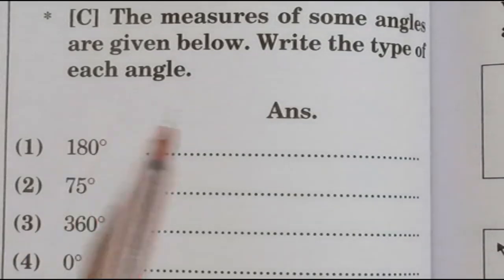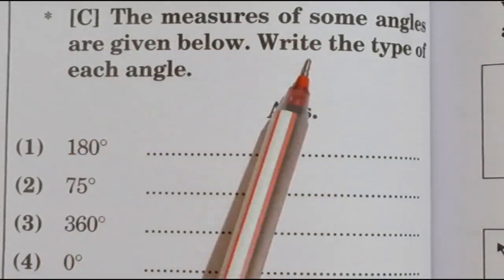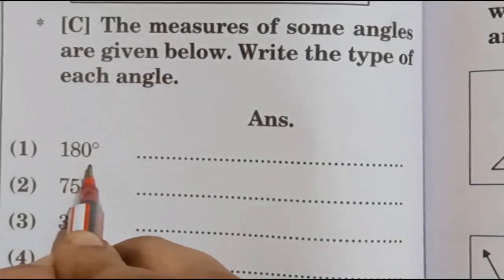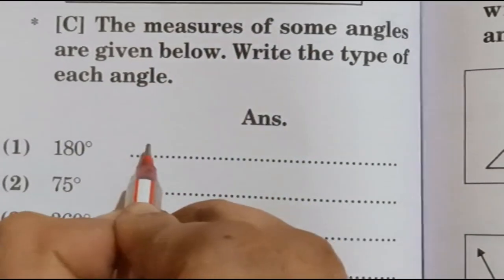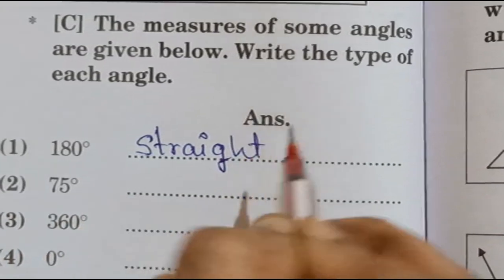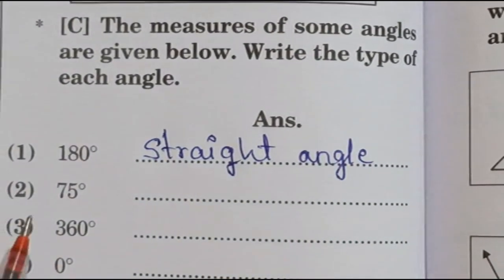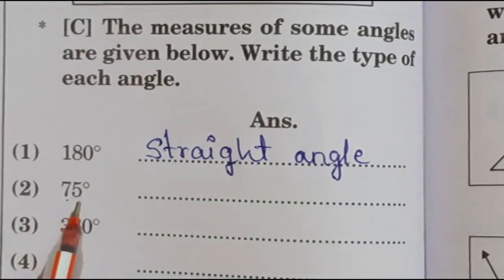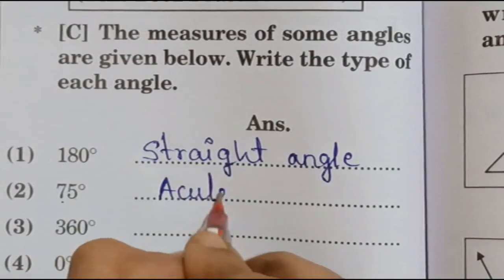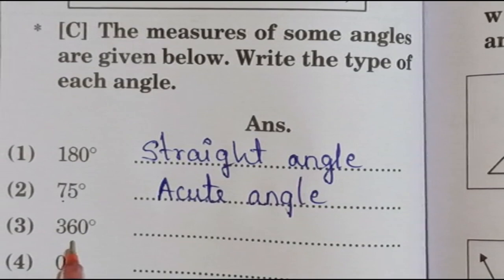In that you can see this question: the measure of some angles are given below. Write the type of each angle. First they have given 180 degree. 180 degree means which angle? It is known as straight angle. Then 75 degree, that is less than 90 degree, so it is acute angle. Next is 360 degree.